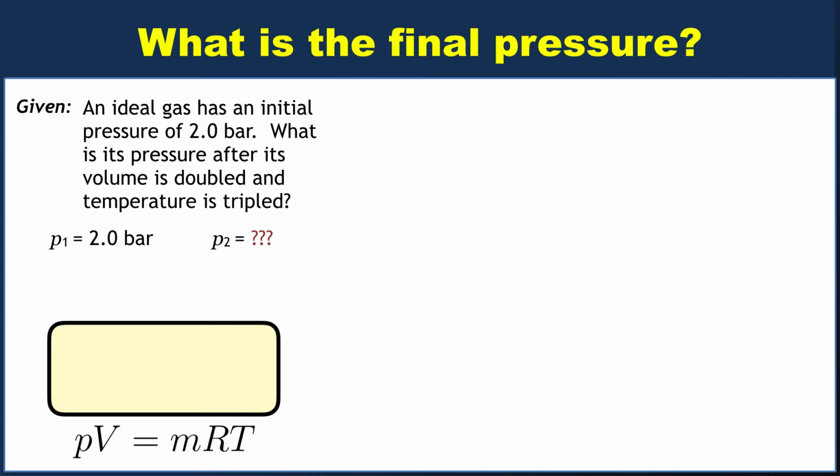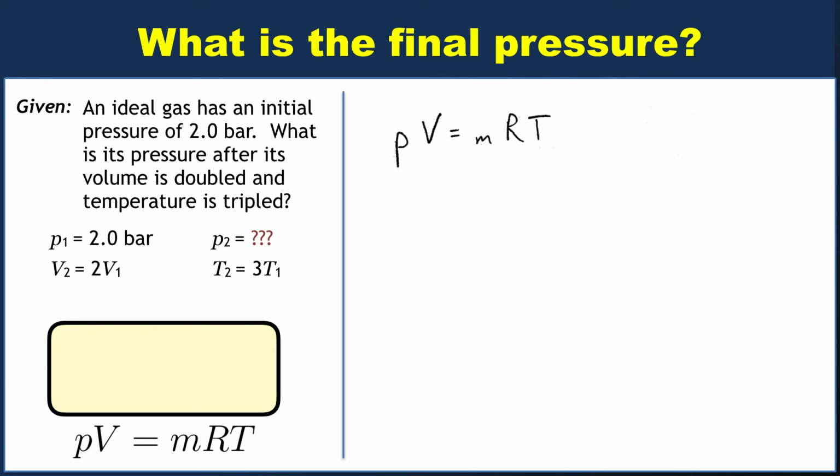Okay, so the volume is doubled in going to the final state from the initial. That means that V2 has to be bigger than V1 by a factor of 2. So V2 equals 2V1. Likewise, the temperature was tripled. Same argument, T2 equals 3T1. Those are our givens. Now let's solve for the final pressure.